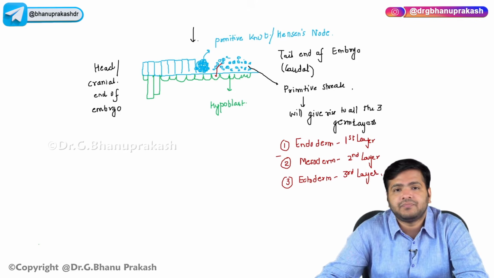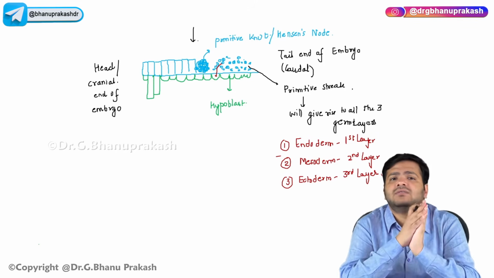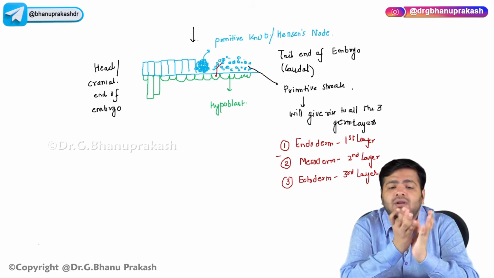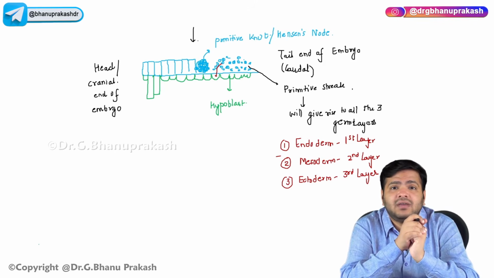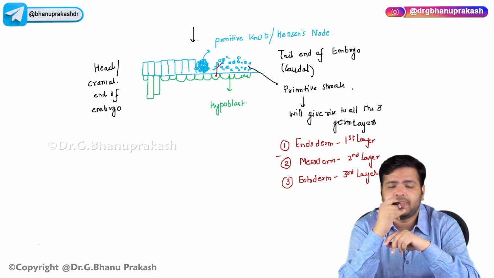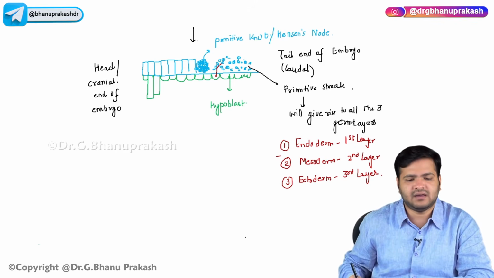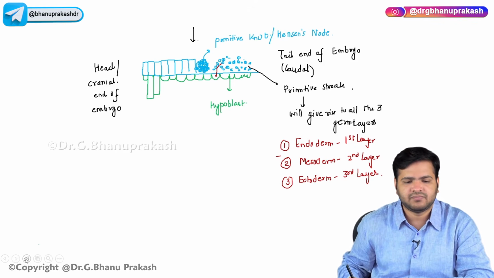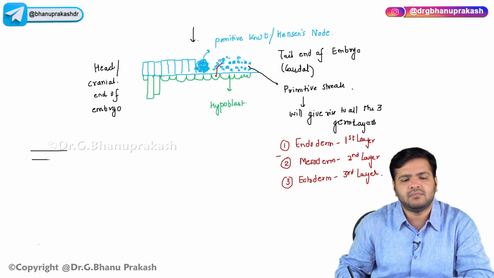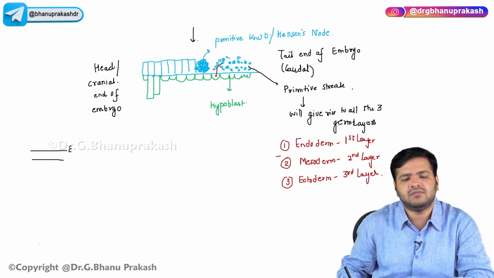Now after all the three germ layers are formed, what is the fate of the primitive knot? The primitive knot will also proliferate. अब देखो हमारे पास तीनों layers आ गई हैं. We already know we have those three layers: ectoderm, endoderm, और बीच में क्या है? Mesoderm, right? ectoderm, endoderm, और बीच में कौन सी layer आ जाएगी? That is the mesoderm, right?